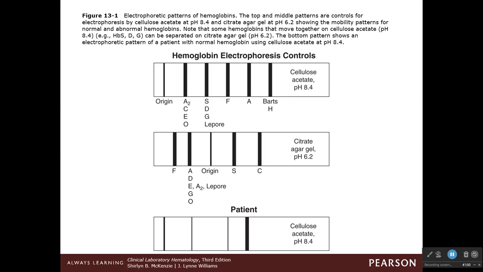Okay? When you expose the hemoglobins in a low pH or an acid pH, you have positives and negatives. Okay? So therefore, you've got some that migrate toward the negative, so they're positively charged, and then you have some that migrate toward the positive side, so they're negatively charged. Okay? Every time you do one, listen to me. Every time you do an electrophoresis, you have to have a control.